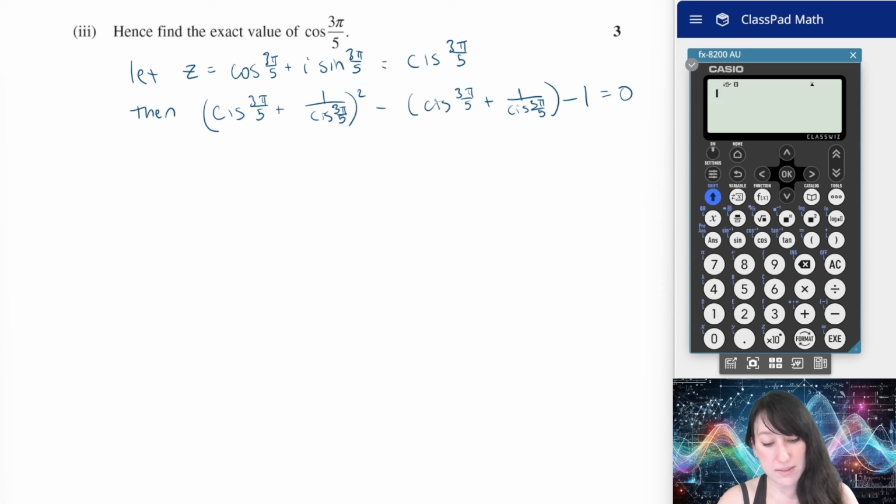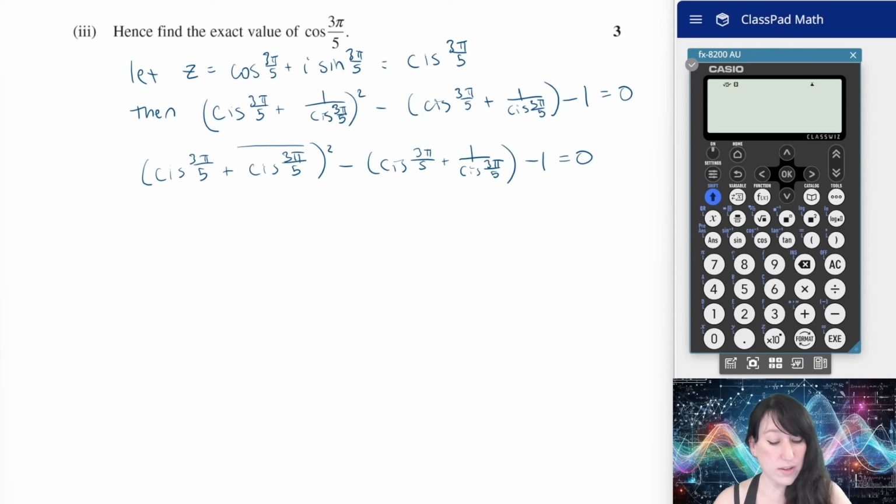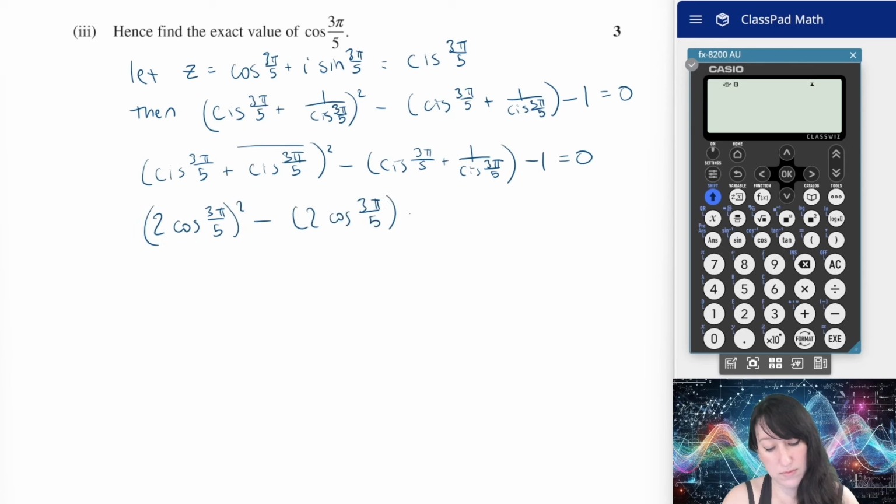Now, we could rewrite this. So 1 over each of those complex numbers will equal the conjugate of that complex. Then if we consider cosine plus i sine plus the conjugate of the same thing, the imaginary components will cancel and we'll have 2 of each of the real components. Now, this is a quadratic in terms of cosine of 3 pi over 5.